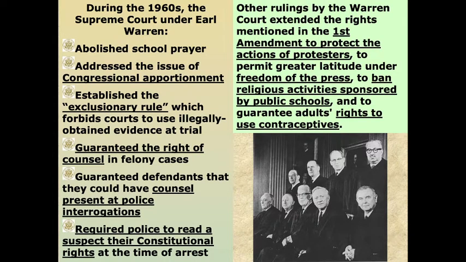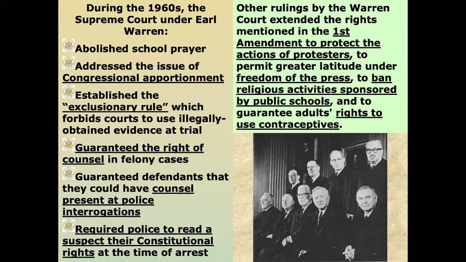So during his Supreme Court tenure, we're going to look at cases that abolish school prayer, that address the issue of congressional apportionment, and establish the exclusionary rule, which is really, really important to the criminal justice system because it forbids courts to use illegally obtained evidence at trial. So again, expanding the rights of the accused.